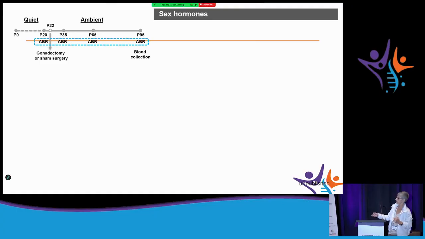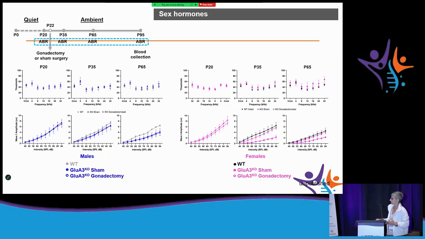And then we maintained these mice in the ambient, and we did the ABR auditory brain responses, and also we collected blood. And this is unpublished, so I'm looking forward also to hearing information about that. So these are the slides of the female versus the male.